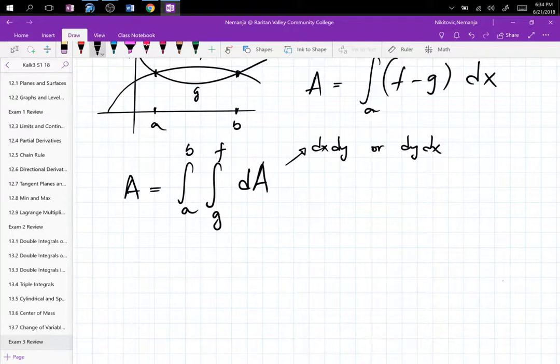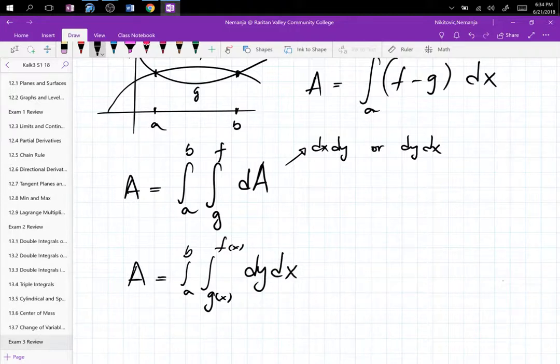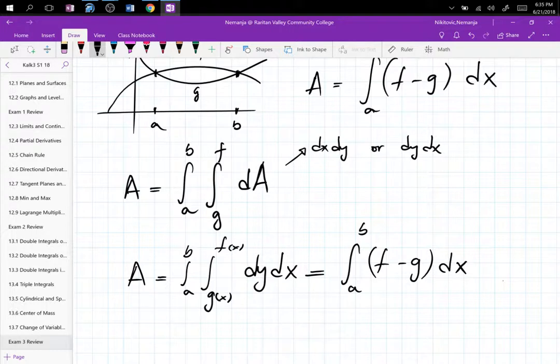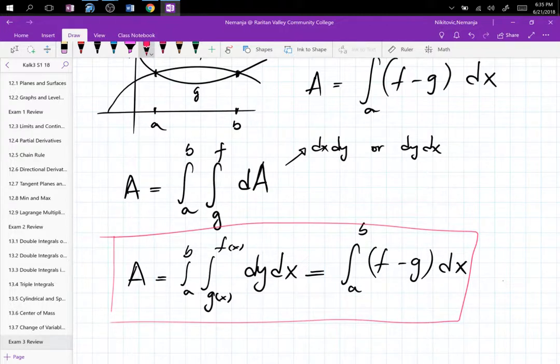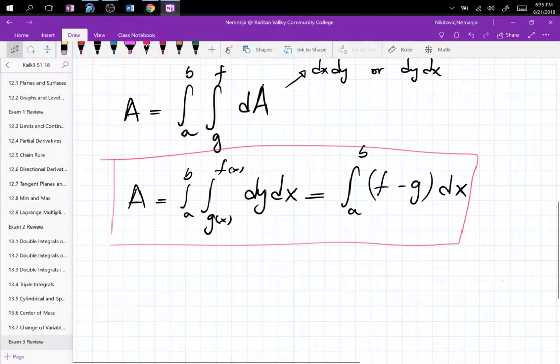So let me just write that this could be understood as a formula if you want to, but the integral from a to b, integral from g of x to f of x of dy dx, is actually the same as just writing the integral from a to b of f minus g dx, because that's actually the next step. So we can have that. So we can use single integrals or double integrals to compute area.